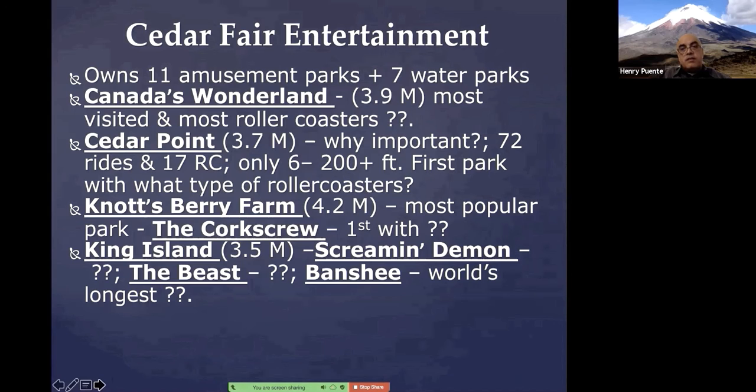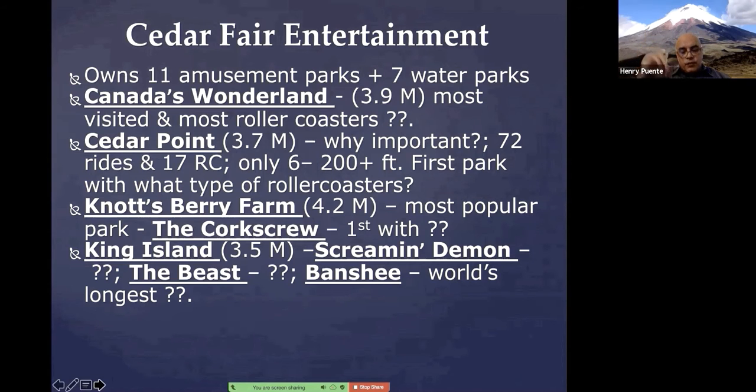Cedar Point. Cedar Point is considered to be the very best theme park or amusement park or any park in the world. It's considered to be the best park in the world. It is the second oldest park behind Lake Compounce. It has 72 rides, as you can see here, and 17 roller coasters. It's the only park in the world that has 6 roller coasters that are over 200 feet tall.